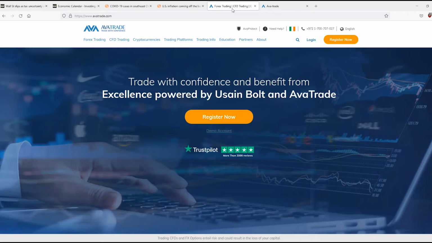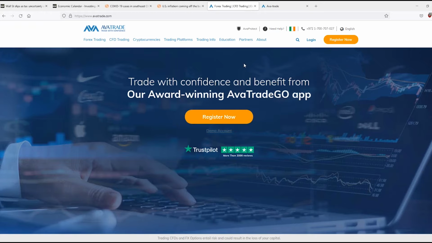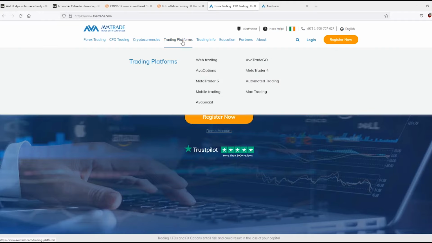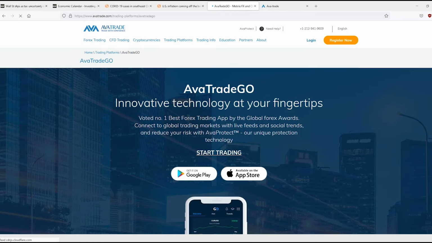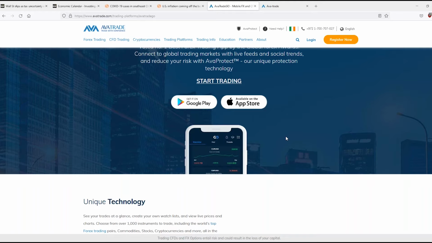Okay, so how can we first utilize proper risk management as we go after potential profits in this type of environment? One would be, as I mentioned, to use AvaProtect. AvaProtect protects against losses for a small premium cost. You can use AvaProtect by downloading AvaTrade Go onto your mobile device. That's one way to use AvaProtect.